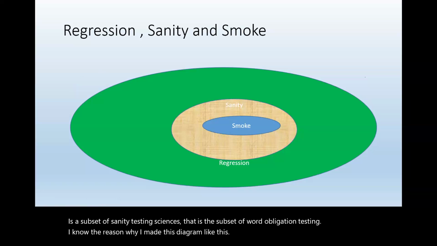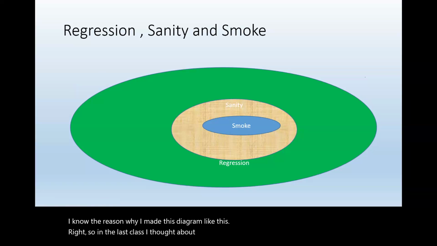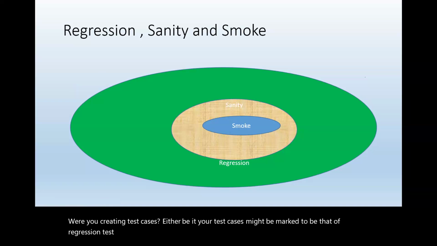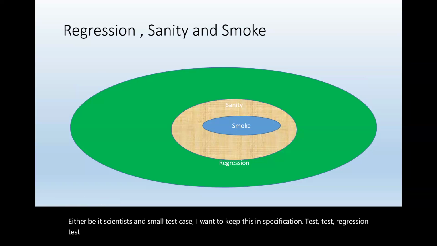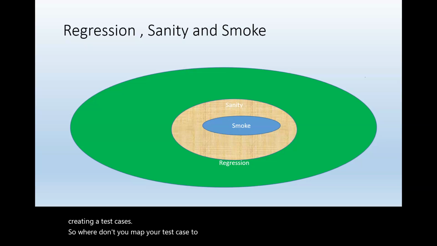All right. So in the last class, I talked about creating test cases. When you're creating test cases, your test cases might be mapped to regression test cases, or sanity and smoke test cases. I want to keep this in regression test cases. This one will be for smoke tests. This one will be for sanity test cases. Because you are creating your test cases, where do you map them? Should they go onto regression test cases, or should I put them on the smoke test cases? So you're going to understand this today.